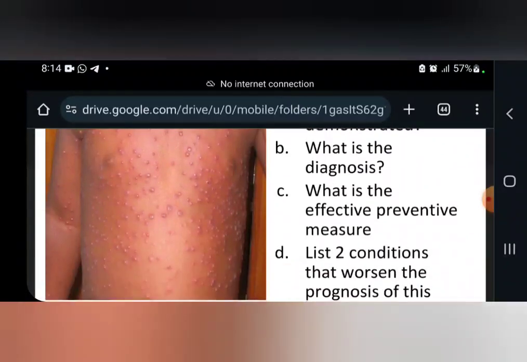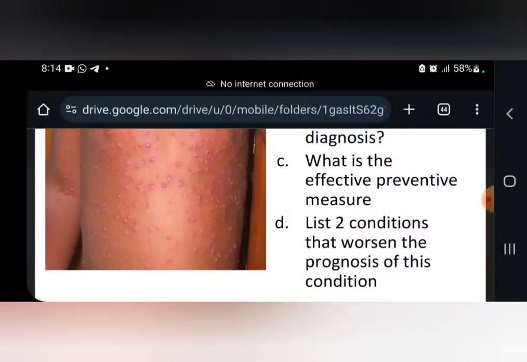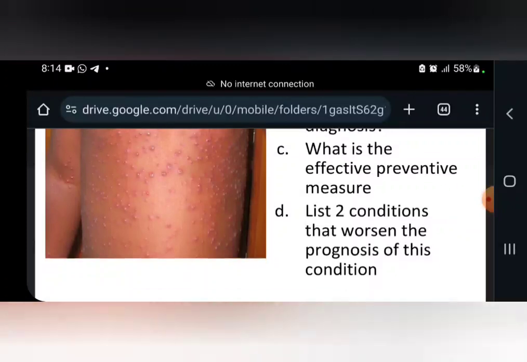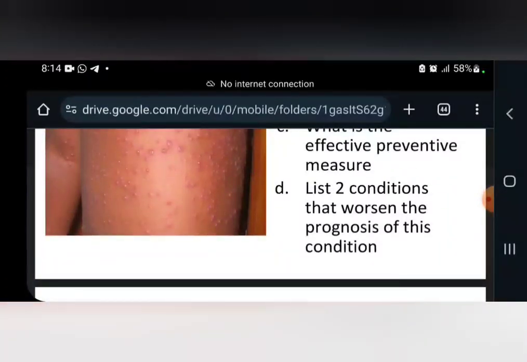Now, what is the most effective preventive measure? Every time that you don't want your child to have chickenpox, you give him the varicella vaccine. So the varicella vaccine is the most effective preventive measure. Other measures like preventing contact are not the most effective. The most effective preventive measure is to give what? Varicella vaccine.